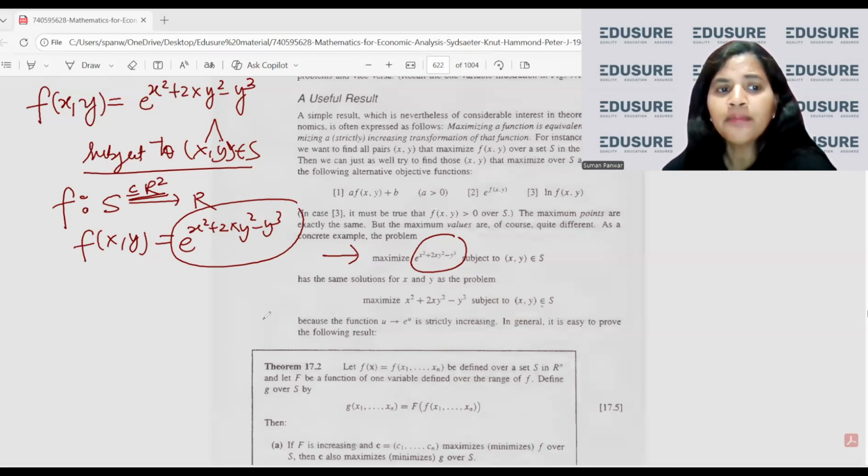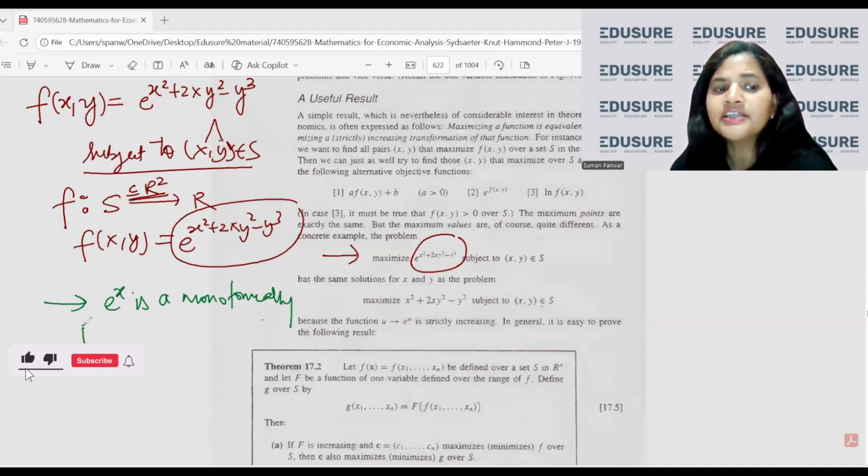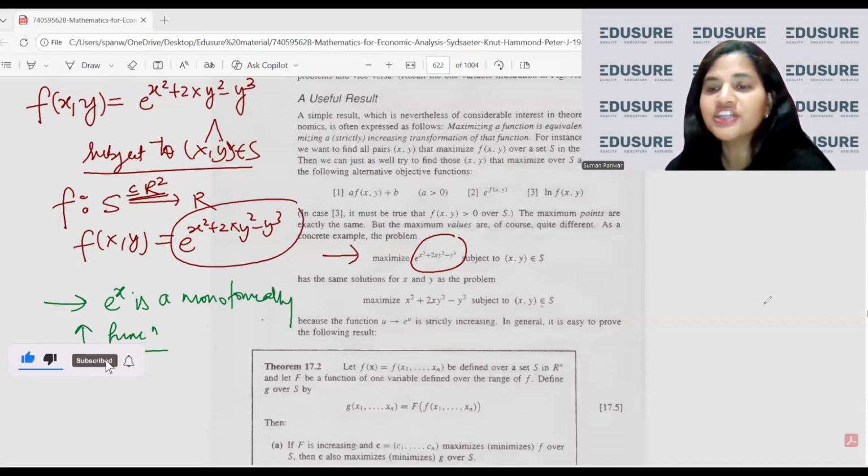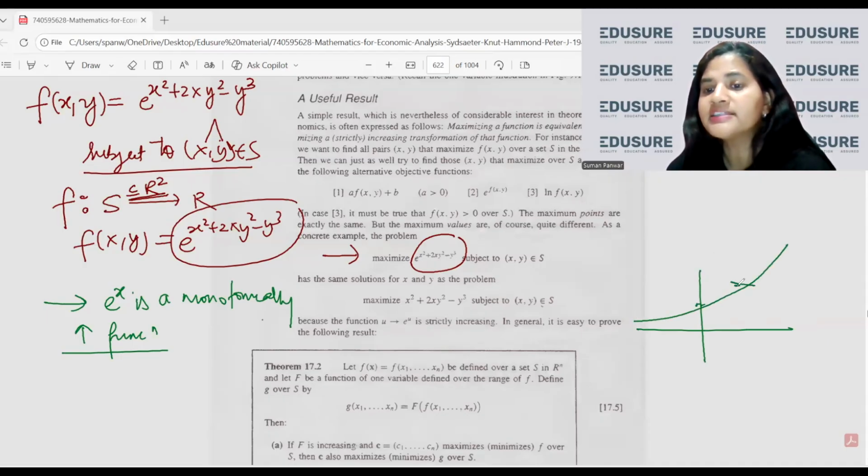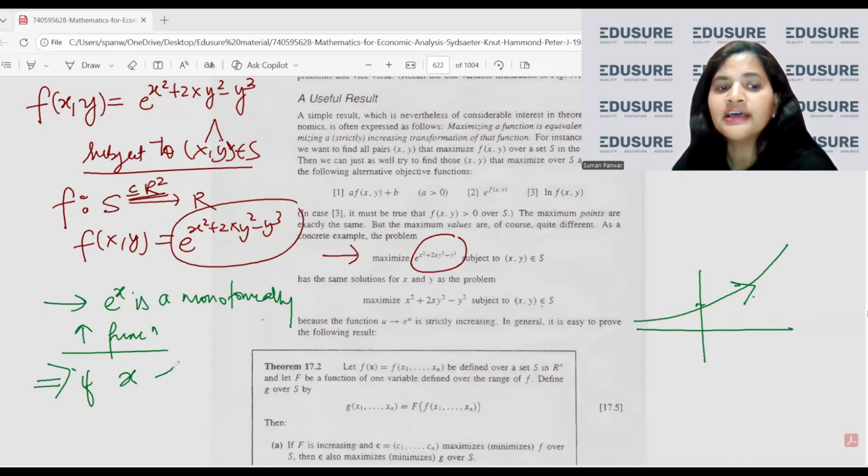So remember one thing, that e to the power x is a monotonically increasing function. We know that the exponential function never decreases. If x is a real number, the graph is like this. So e to the power x is a monotonically increasing function. What does it mean? It means that if x is less than x bar, then e to the power x is less than e to the power x bar. That is what it means.